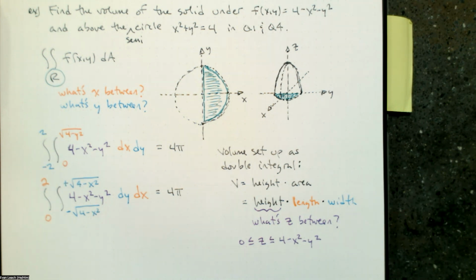And then if the height is from 0 to 4, then we just say the height is 4, because z is everything between 0 and 4. And then that would give us a rectangular box of 2 times 4 times 4, whatever that is. 32.